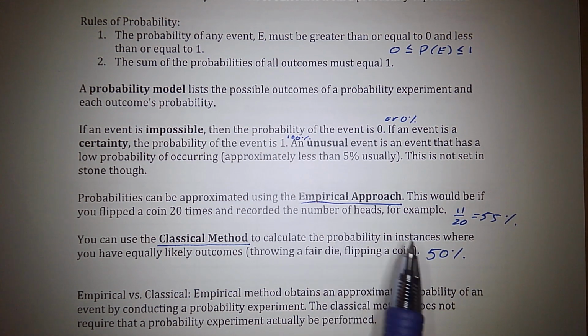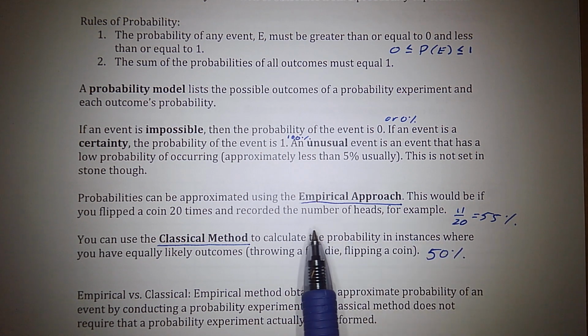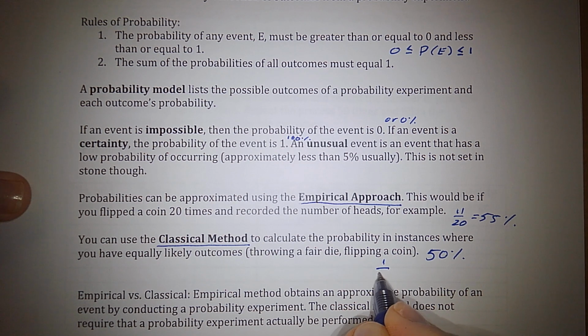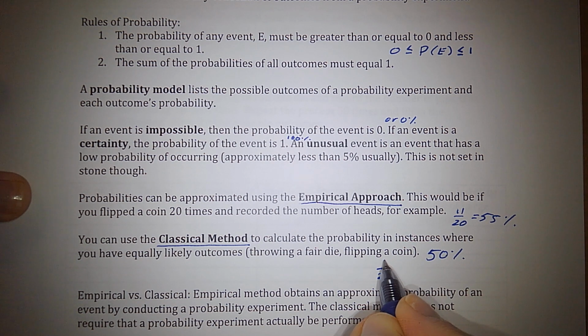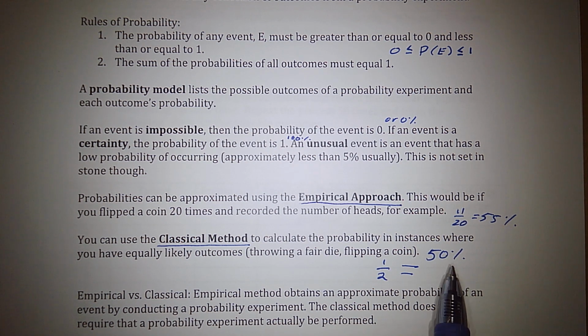So the empirical approach will be based off of history, where the classical method is just based on how many outcomes there are, how many possible outcomes divided by how many possibles there are. So there's 1 heads out of 2 possible outcomes, which yields 50%. These two numbers are not necessarily going to be the same, although they certainly can.